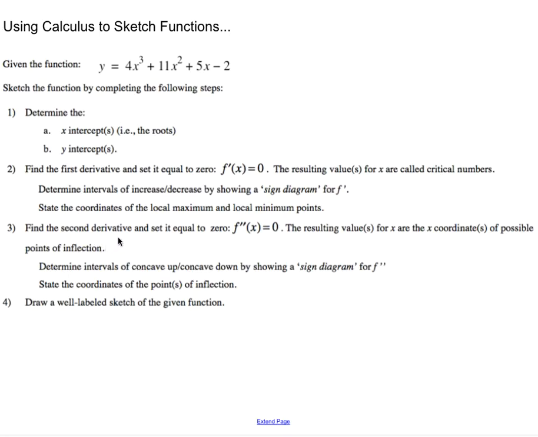Using the second derivative, we're going to apply a test for concavity, a sign diagram test similar to that of the first derivative, and then we're going to state the coordinates of the points of inflection, if any, and lastly, use that information from the above three steps to sketch a well-labeled diagram of this particular function.